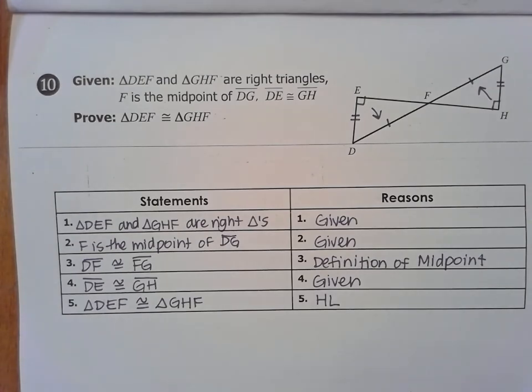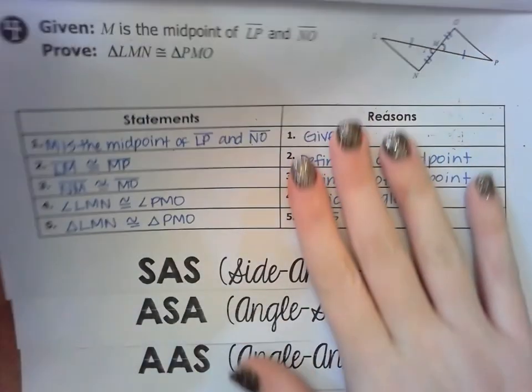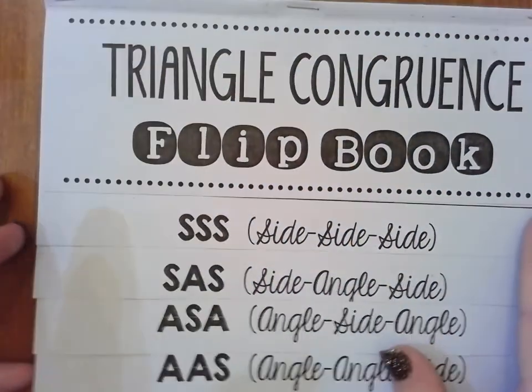So we've now just done 10 proofs in 30 minutes. Way to go. We can go ahead and glue this in to the next page in our notebooks, and we can title it Triangle Congruence Proofs.